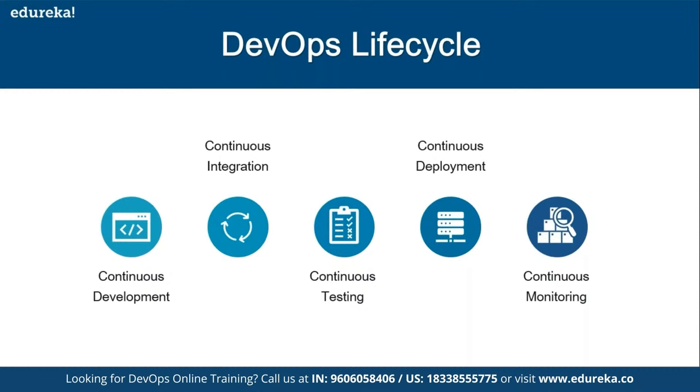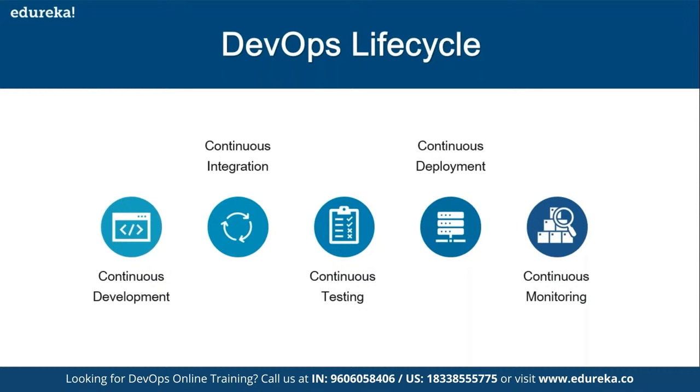Now, moving on to the third phase, continuous testing of the lifecycle. This is the stage where the developed software is continuously tested for bugs and issues, and for continuous testing, automation testing tools are used.